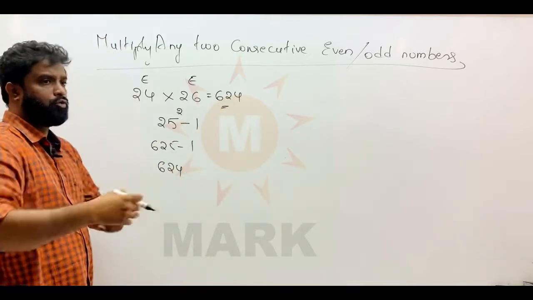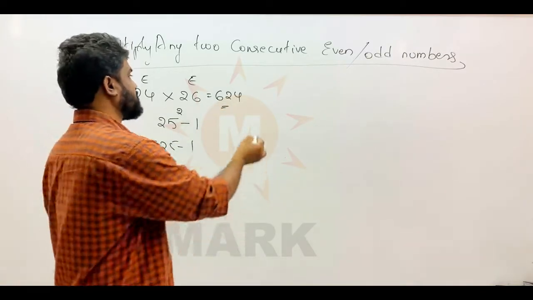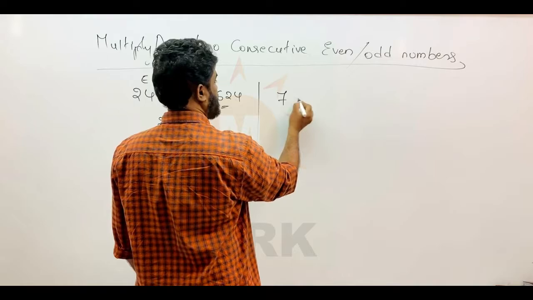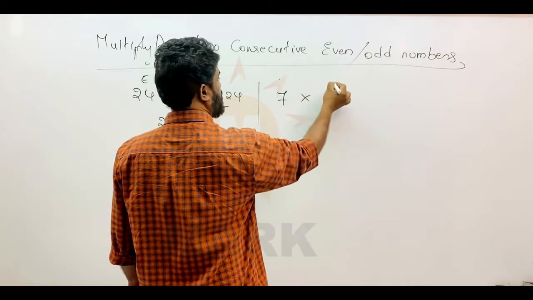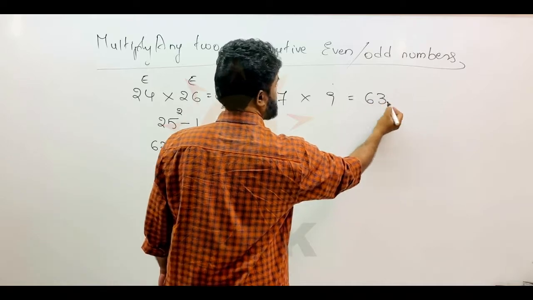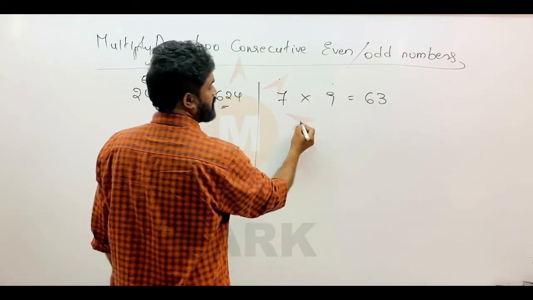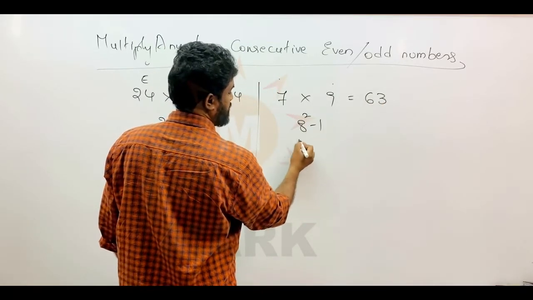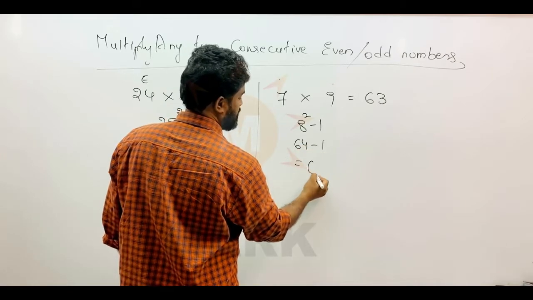If you want, I will prove it with smaller numbers which are odd numbers. Suppose 7 into 9. This is an odd number and this is an odd number, consecutive odd numbers. So 7 into 9 is equal to 63. We will prove it by the technique. So middle number is 8, 8 square minus 1, that means 64 minus 1, that is equal to 63.